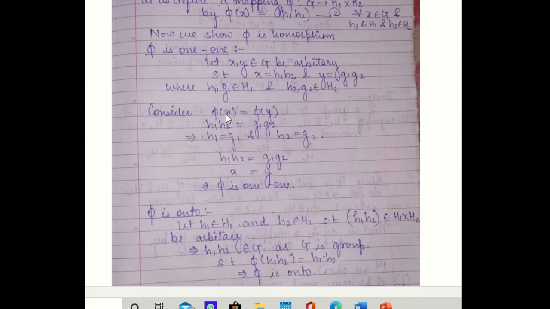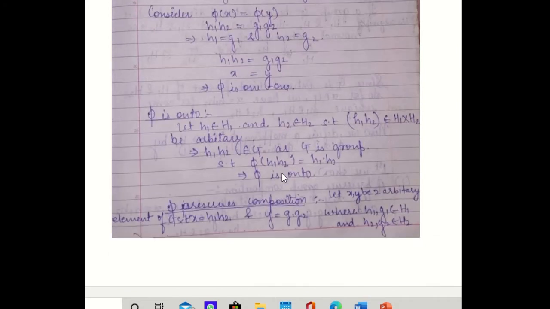So by definition, we have phi x is equal to (h1, h2) and phi y is equal to (g1, g2). This implies we get h1 equal to g1 and h2 equal to g2. So this implies h1 h2 is equal to g1 g2. This implies x equal to y, so phi is 1-1. Now we have to show phi is onto.